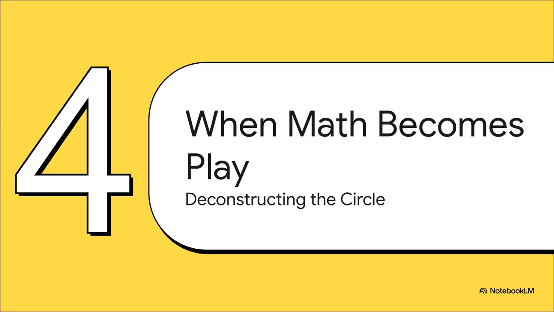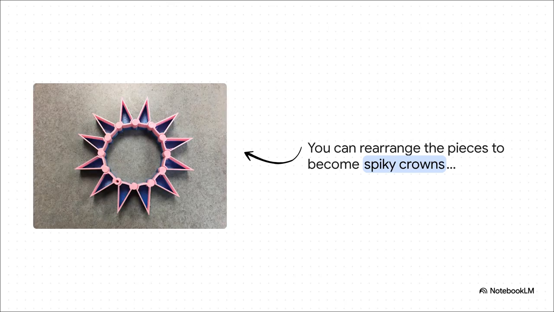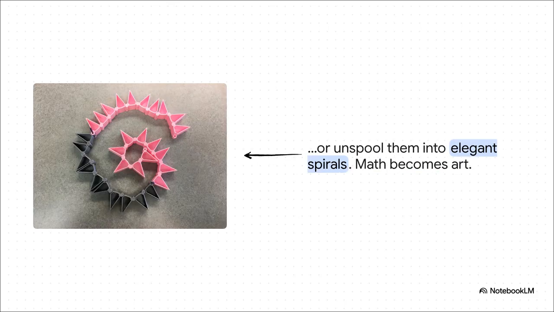But, you know, understanding the components of a circle isn't just about proving formulas. It unlocks a whole new way of seeing the shape. It actually lets us play. As soon as you break that circle down into these real, tangible pieces, you are no longer limited by its original form. They literally become building blocks. You can rearrange them into a spiky crown. Or you can unspool them into these elegant spirals. All of a sudden, math isn't just a rule on a page. It's a creative kit.